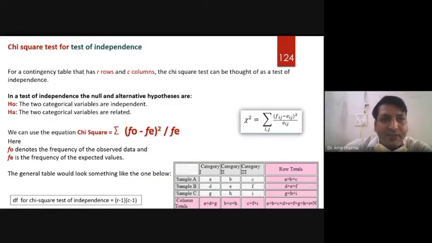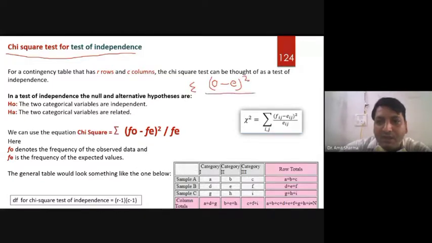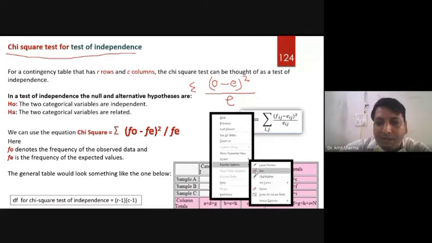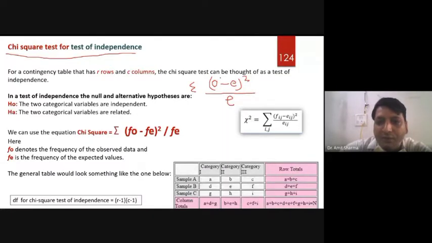You can see here the chi-square test for independence, and this is the equation. In the previous goodness of fit test, the value was the sum of O minus E squared divided by expected. Here you have to add one more thing: frequency. You can add F here, here, and here. I have written it with subscripts, but there is no need to write them.